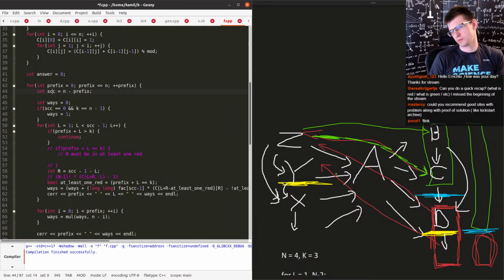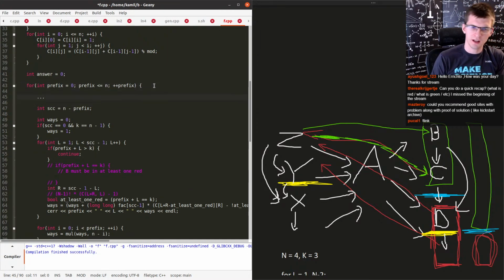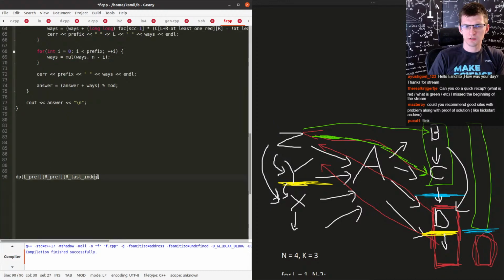No. On just the prefix, because prefix kind of decreases K. So right here, before iterating over L, I will do DP, and then it can be cubic. Still with those, it seems that I need linear transitions.